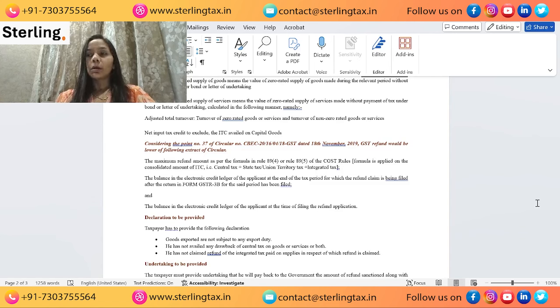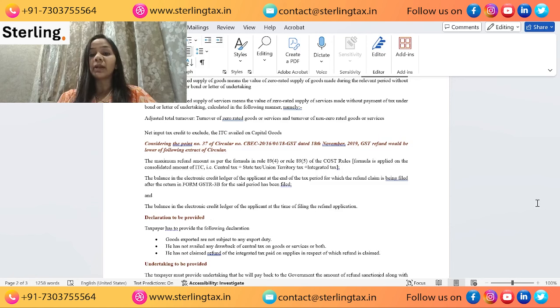Here, there are certain declarations and undertakings to be provided while furnishing the refund application. Like in the declaration, we have to state that the goods that we are exporting outside India are not subject to export duty. We have not availed any kind of drawback of central tax paid on goods or services. Whatever refund we are claiming through this application, we have never claimed the refund of that input tax credit earlier. We have to give this declaration to the department and furnish an undertaking to the department.